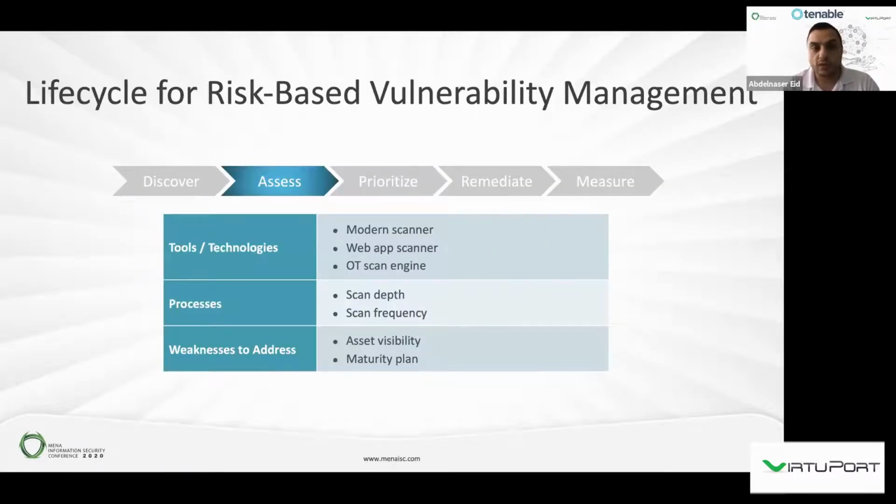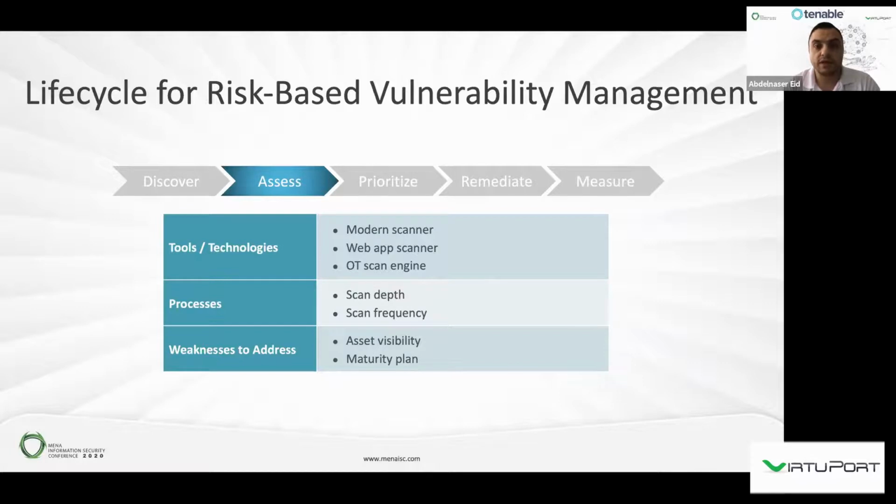Once we do that, we will move to the assessment. The assessment can be done through multiple technologies and multiple tools. The point here is that the assessment needs to cover all kinds of assets. We know that nowadays environments get very complex. We have multiple operating systems, multiple applications, and even different kinds of assets. It's not all about normal and traditional IT assets.